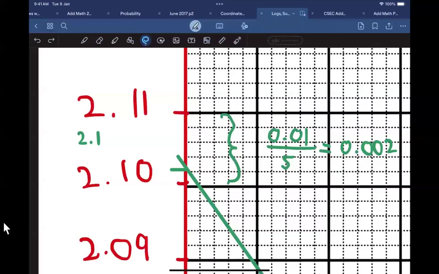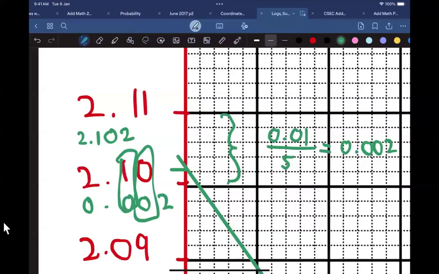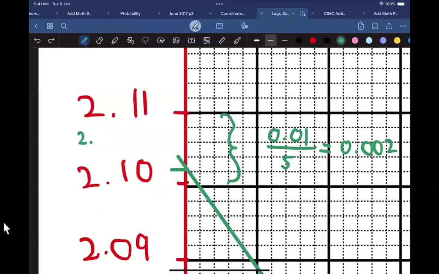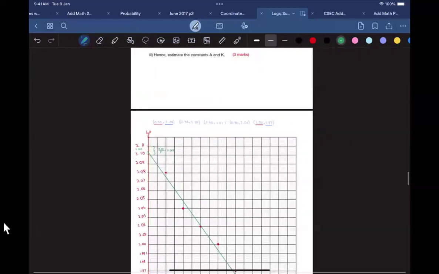So what is one of these small blocks equal to? 0.002. Right. So I'm going to line it up. I go one space up, so now I add in 0.002. Oh, okay. So that'll be 2.102, because the 1 in the tenths place, the 0 in the hundredths place, and then 2. Okay, I understand. So that'll be 2.102, and that's my y-intercept, right?